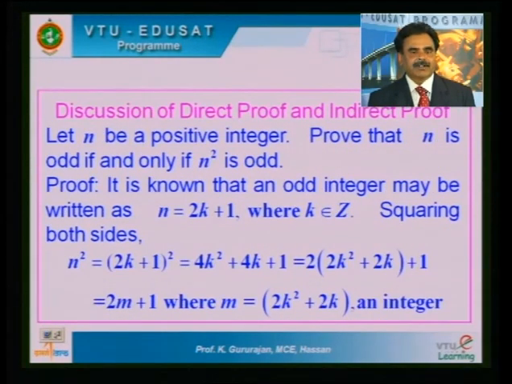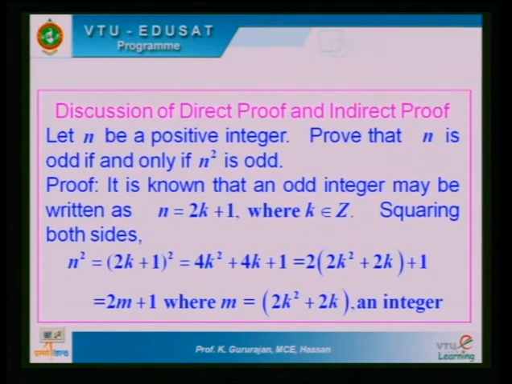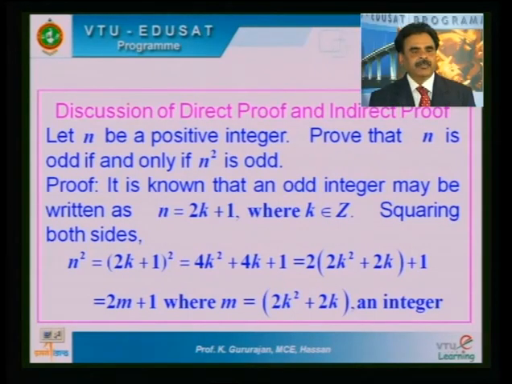Now, after having a discussion on all this, let us consider some discussion on direct and indirect proof. Sometimes we can give a proof directly. At times it is not possible. So in such a situation, we will try to give an indirect proof.